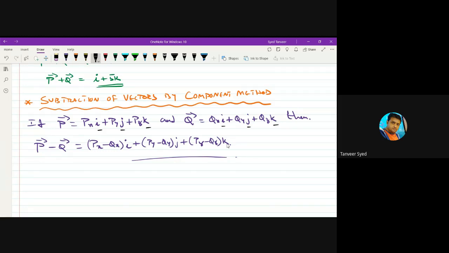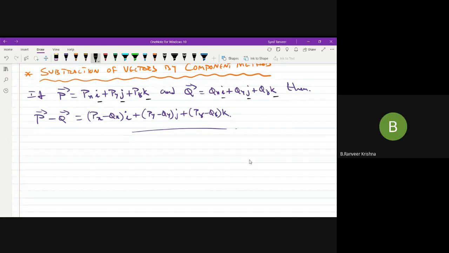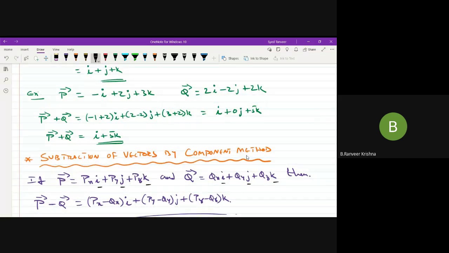That's all. Sir, can you scroll up once? Yes, sir. Here we took i, j, k all, no, sir. If there is no i, sir, what can we do? There will be only j and k. Like if P is 2j plus 3k and Q is equal to 2i minus 2j plus 2k.